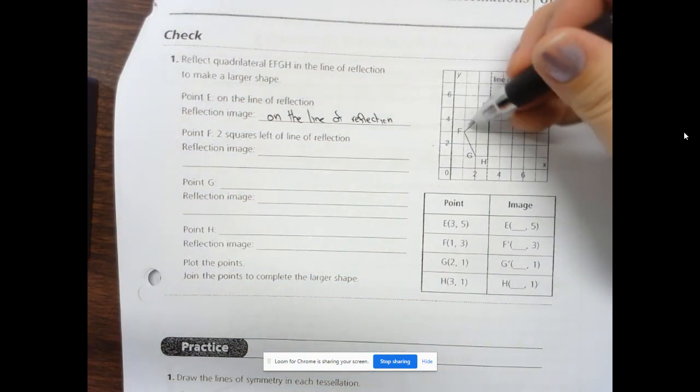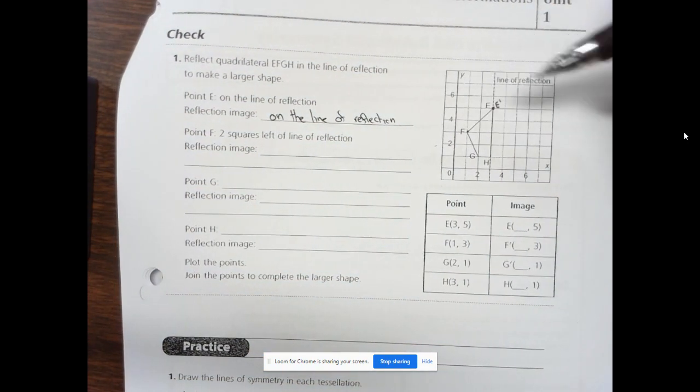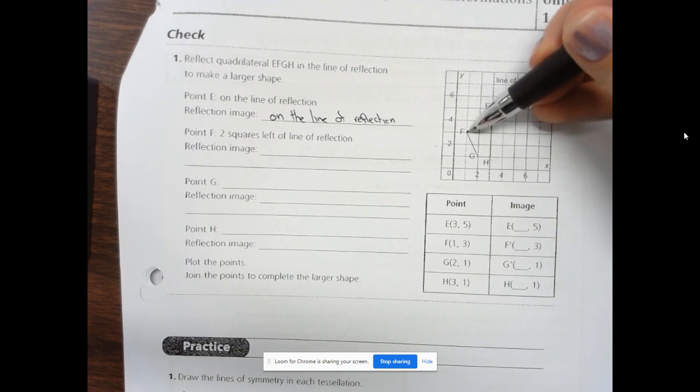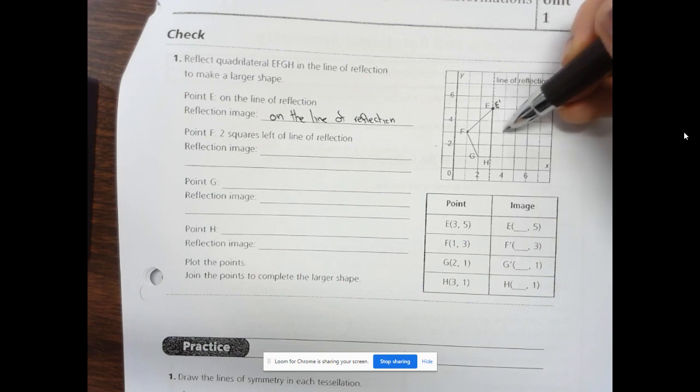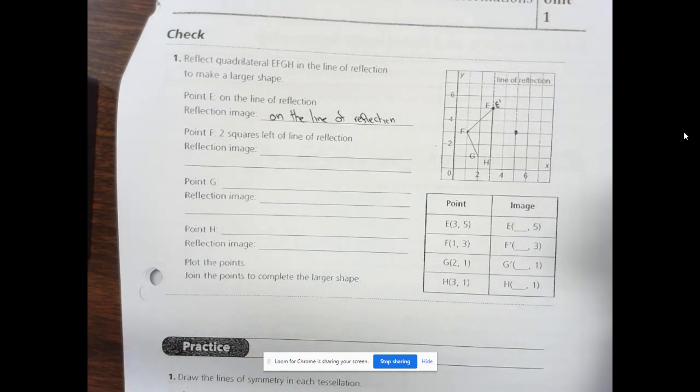Point F, which is right here, is 2 squares to the left of the line. So to find the new F, I would need to go 2 squares to the right of the line.